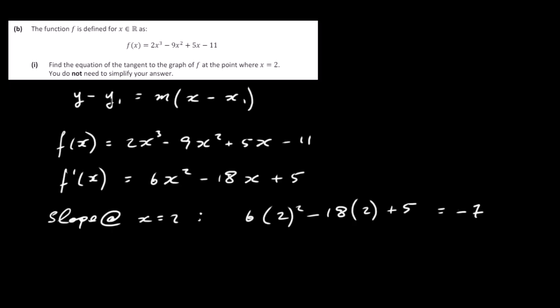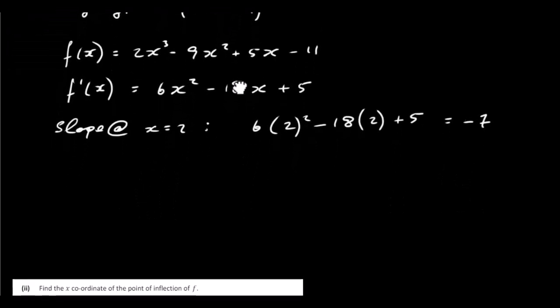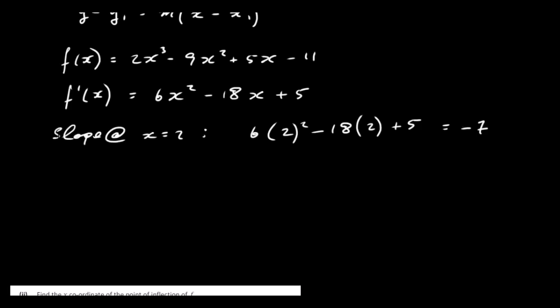Now the other thing we need is a y1 and x1. Well, our x1 is going to be 2, so we need to work out what y would be when x is 2. So what we need to do is put that into our original function. So let's do that. So the y value is going to be equal to 2 times 2 cubed minus 9 times 2 squared plus 5 times 2, and then we've got to subtract 11. So when you do all of that, you get minus 21. So that's our y value. So we have our x, our y, and our slope. So let's just slot those into our equation.